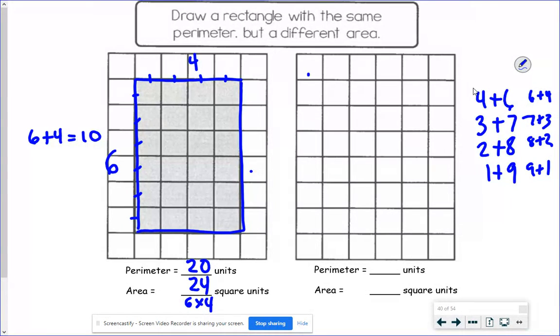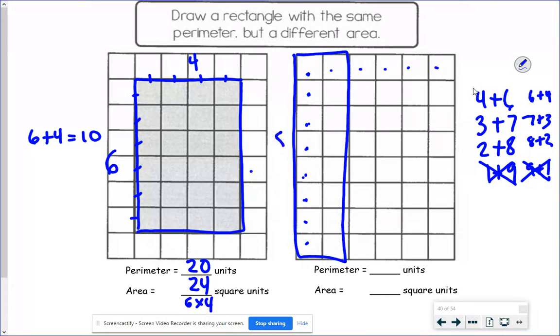Let's see, 1, 2, 3, 4, 5, 6, 7, 8. So we cannot use on this grid paper 1 row of 9 or 9 rows of 1 because it only is 8 squares down. We would have to draw it long ways. I think we did 8 rows of 2 in class. Let's just go with that one.